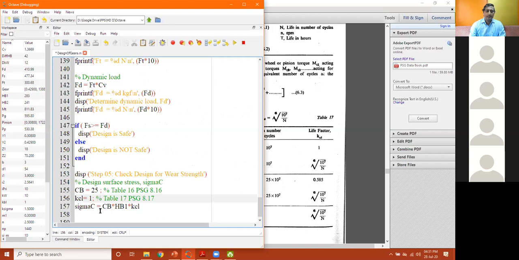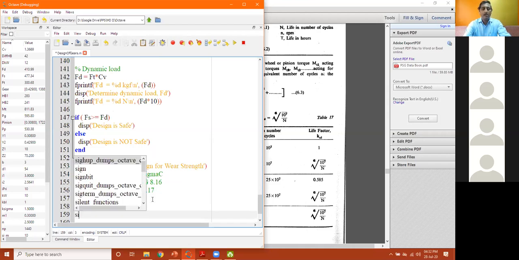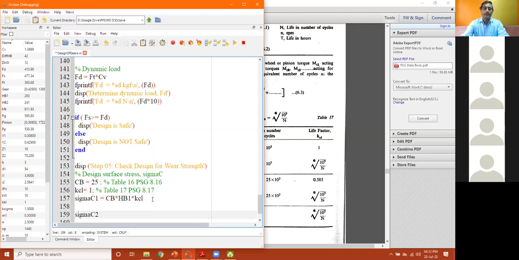Can you tell me what is the magnitude of sigma C? Similarly, we can find out the magnitude of sigma C. Now this is sigma C for pinion, so I'll write it as sigma C1, and we also write down sigma C2. Again we will make use of the same methodology, and I think only the HB value will change here. So I'll just copy paste here. Instead of HB1, it will be HB2, with other factors remaining the same.